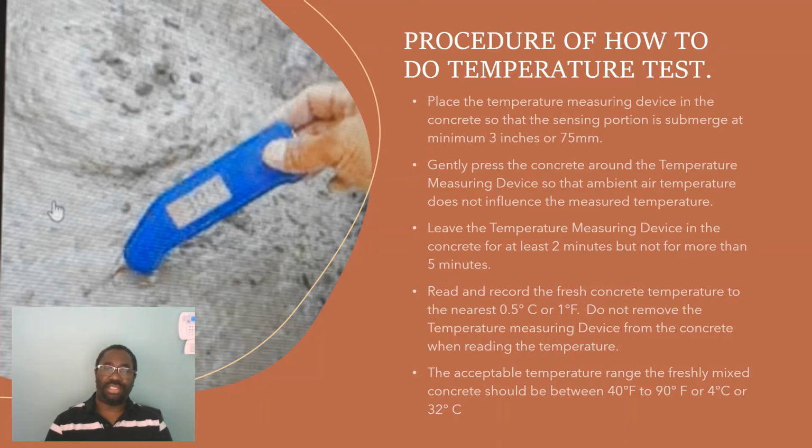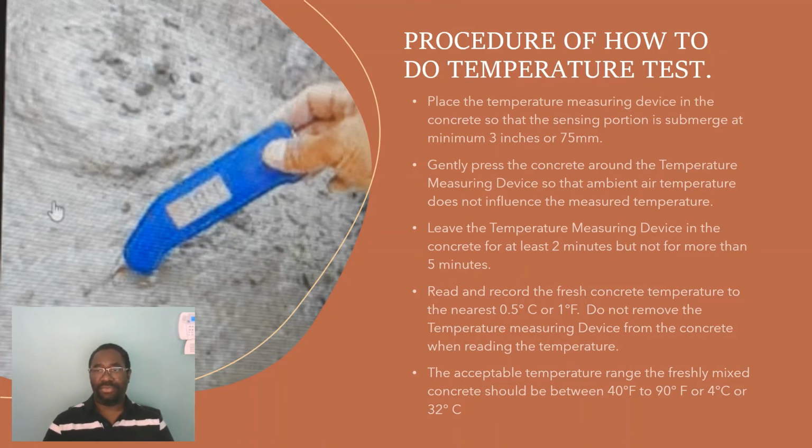You're going to now gently press the concrete around the temperature measuring device so that the ambient air temperature does not influence the measured temperature. So if you look at the picture to the left of the screen, when you insert that temperature measuring device, you're going to use your finger to gently tap around the area where the temperature measuring device is inserted. And what that does is that it temporarily closes the pores of the concrete in that area so that there is no absorption of air that is going to affect the reading of the temperature.